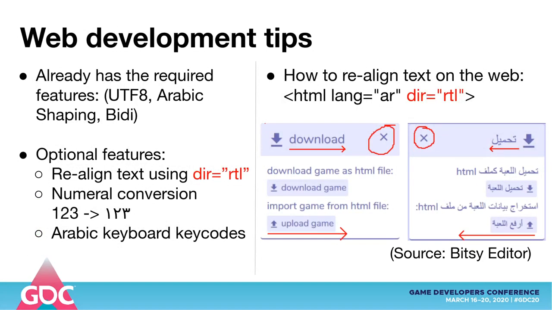We are almost at the end here. As a bonus, I'll mention tips for web development. Web already has the required features, but you can add the optional features that I talked about earlier. One thing I really want to point out is the direction tag, dir equals RTL. You can place that anywhere to realign any elements for RTL script. It's amazing, it works like magic, it saves me hours of work.